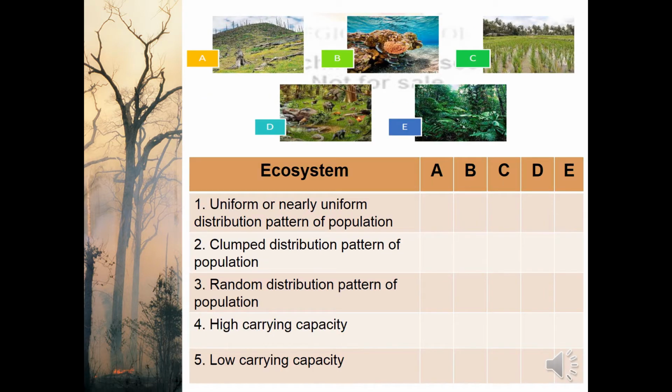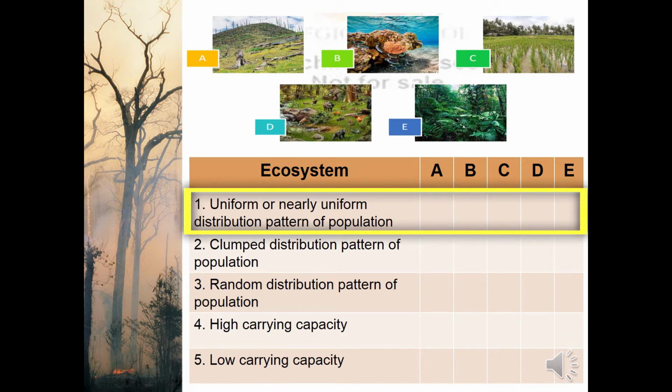The following statements under ecosystem show the different patterns of population distribution. 1. Uniform or nearly uniform distribution pattern of population.